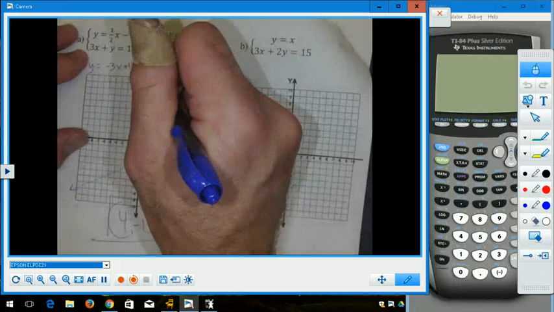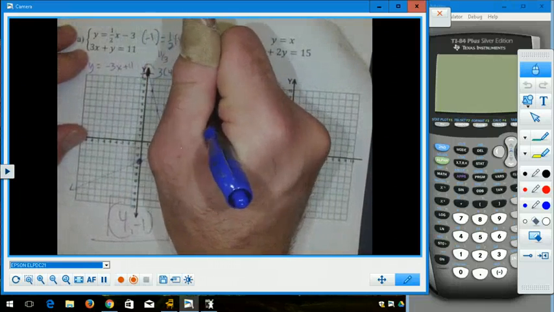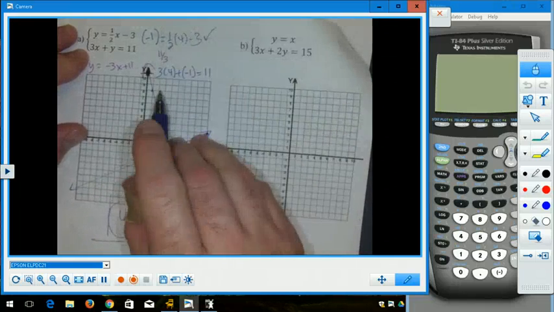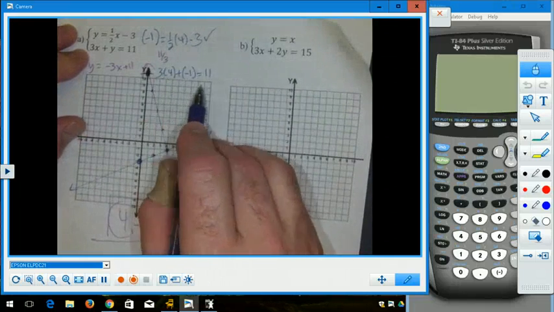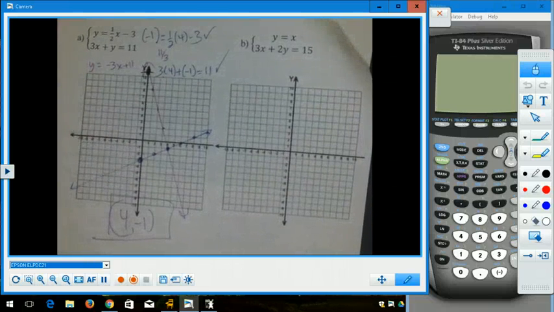And for the other one, I'll do that right here. 3 times x, which was 4, plus y, which is -1. Does that equal 11? Well, that's 12, plus -1 is 11. So I checked my answers. You do need to check to make sure you have the correct solution.